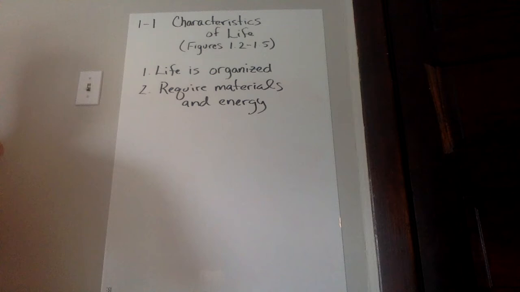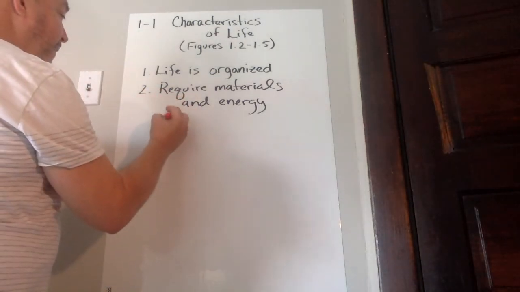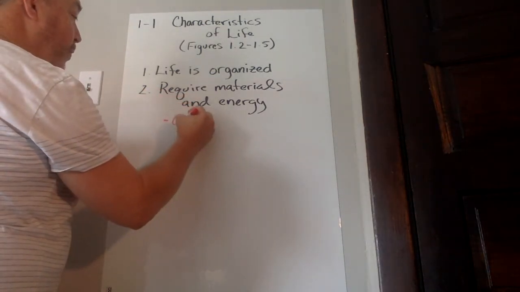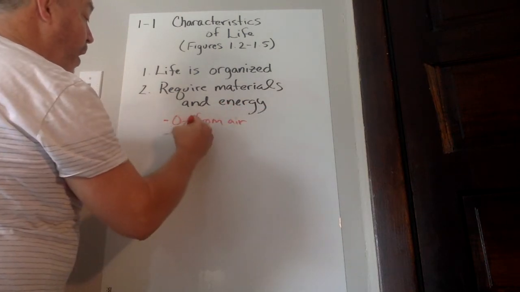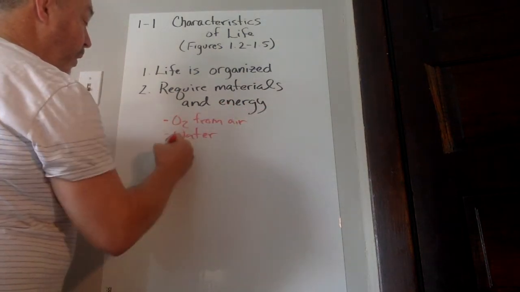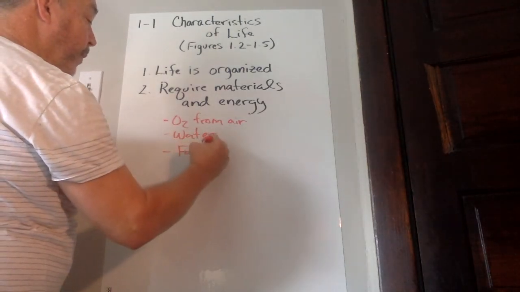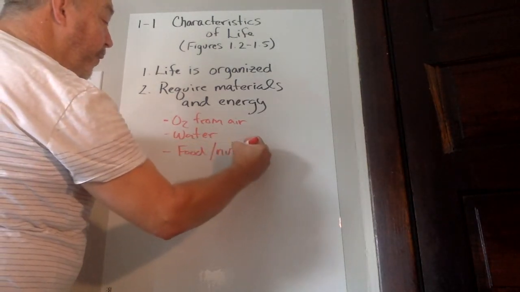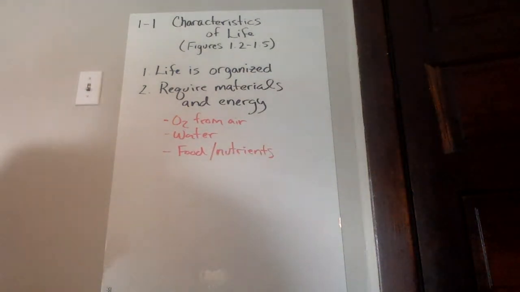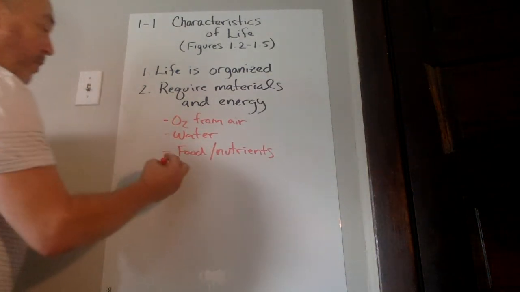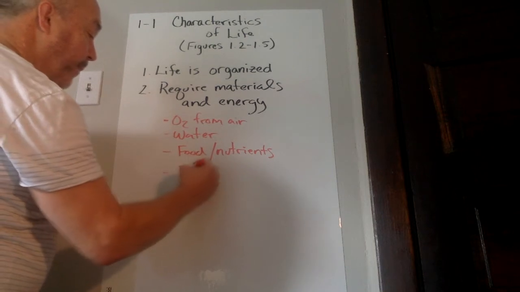Materials essentially means you need stuff to live. You need things like O2 from the air. You need water. You need food and nutrients. These are materials. In addition to that, you need energy.